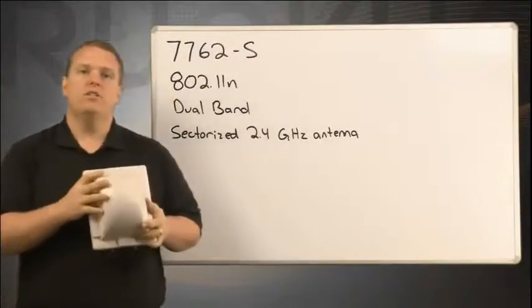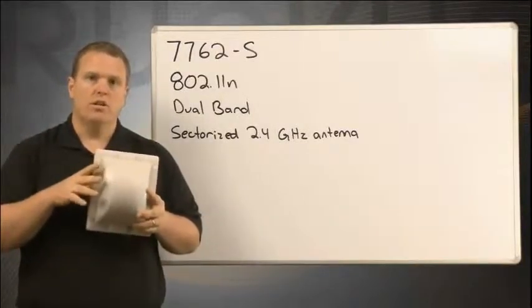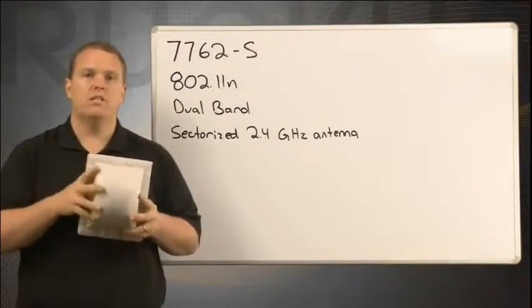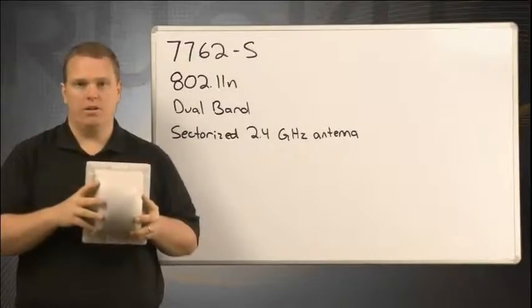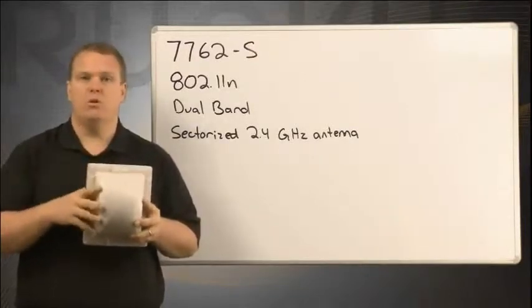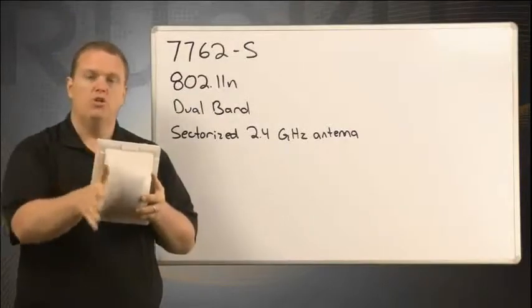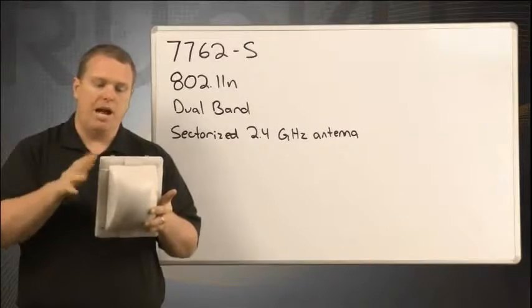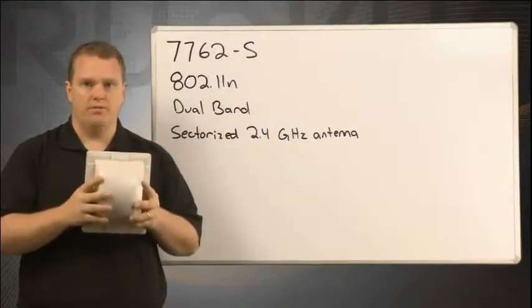The 7762-S is very specialized. With its internal sectorized antenna on 2.4 gigahertz, it's really designed for high-density metropolitan areas. If you're in downtown New York City or downtown San Francisco and you want to transmit good, strong signal to a specific area, high-gain receive, high-gain transmit, this really is the access point for you.